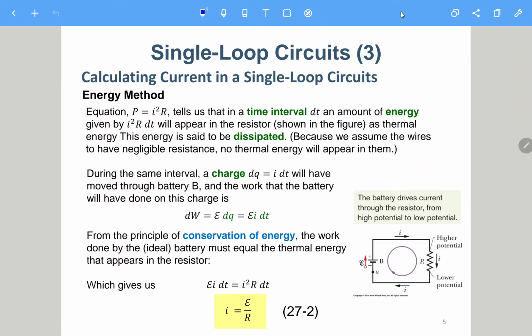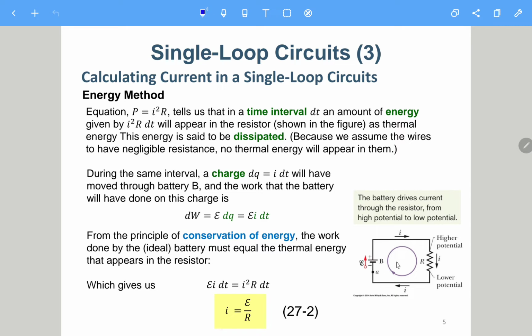Okay, so here it says how to analyze this single loop circuit. In circuit theory, we seldom use the energy method, but when I prepared this course, in this chapter it just looks into this circuit in a very physics way. It also mentions the energy method, which is quite interesting. So let's see what it is.